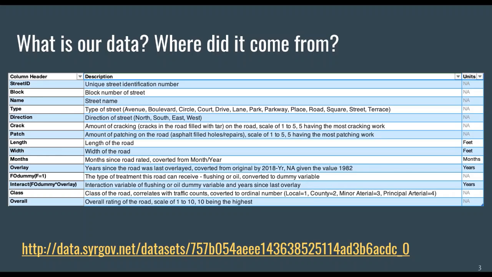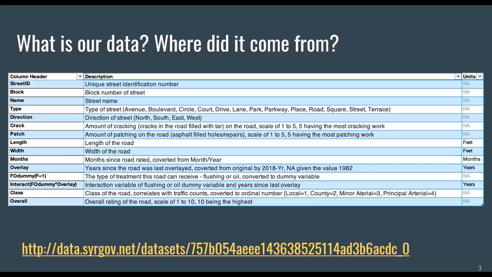FO dummy, there's 2 techniques to paving a road using flush or oil. We set flush roads equal to 1 and oil roads equal to 0. And we have an interaction variable between said dummy and the years since last overlay, analyzing how each technique interacts with overall rating and the years since last overlay. Class of the road, local, county, minor arterial, and principal arterial, analyzes how busy a road is. And then the overall rating, which is our dependent variable.